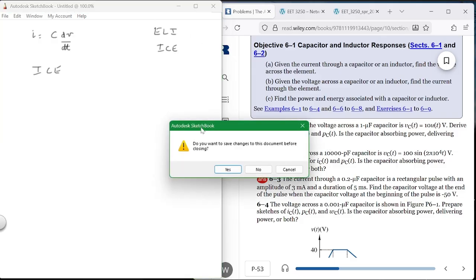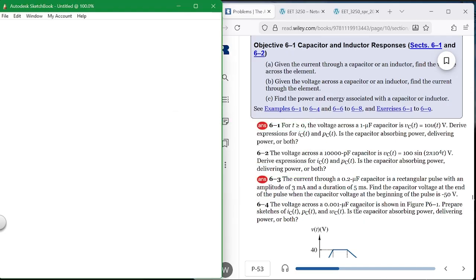Okay. Voltage across a 1 microfarad capacitor is 10 u of t. Okay, so 6.1. The voltage across a 1 microfarad capacitor is 10 u of t, so it starts at 0 and it goes to 10 volts. Okay. Derive the expression for iC and pC. Well, is the capacitor absorbing power, delivering power, or both?